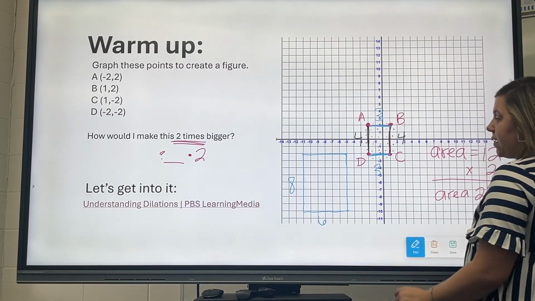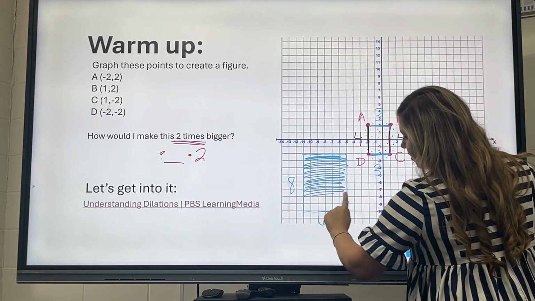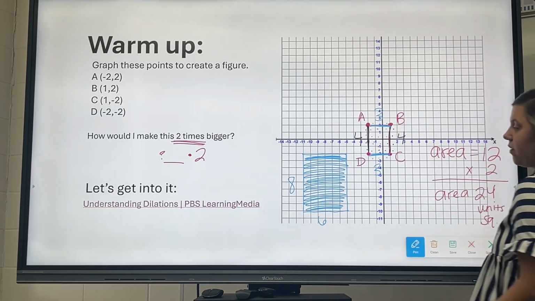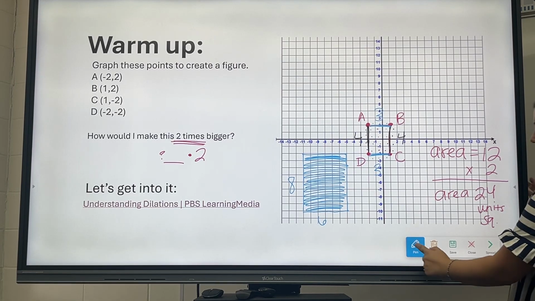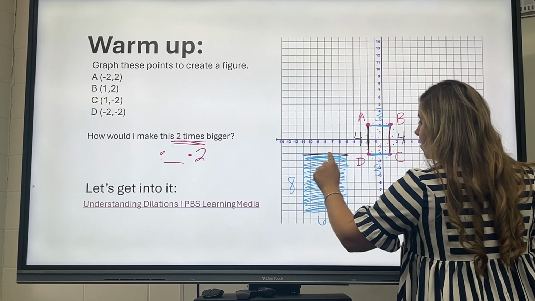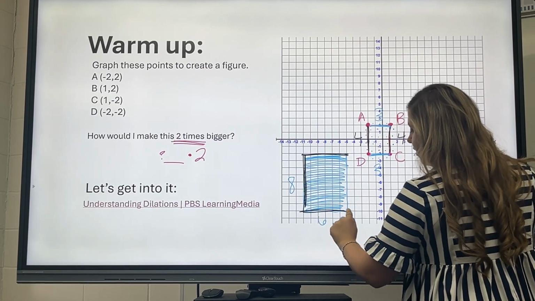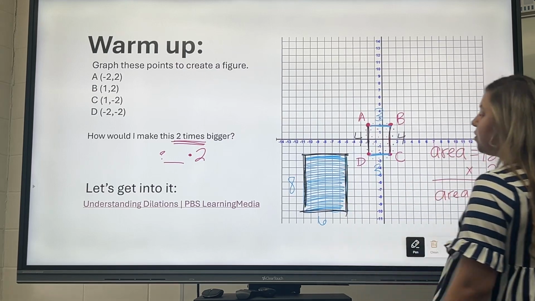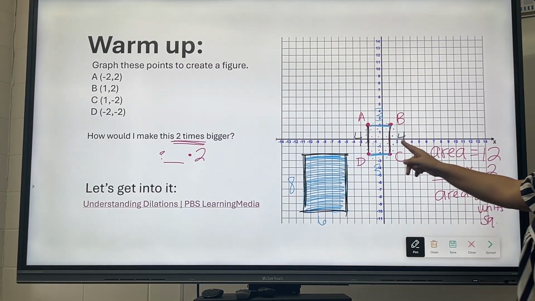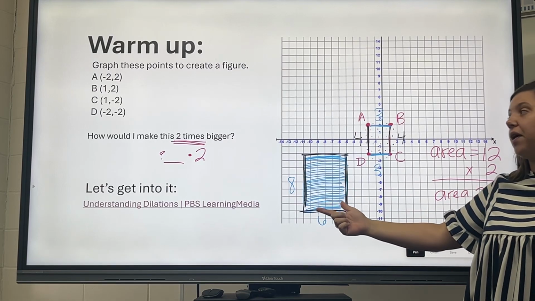So now what has happened, I don't know if you can see that well, we have taken that shape and given it new side lengths that have doubled, or gotten 2 times bigger than what they were. And what you should see is a shape that is now 2 times bigger than it was before, okay?